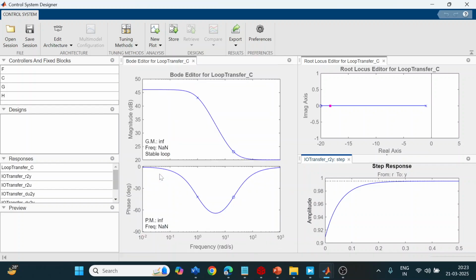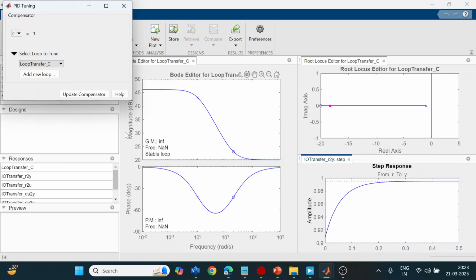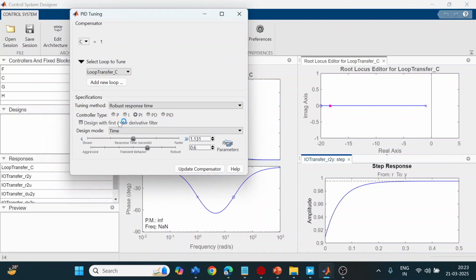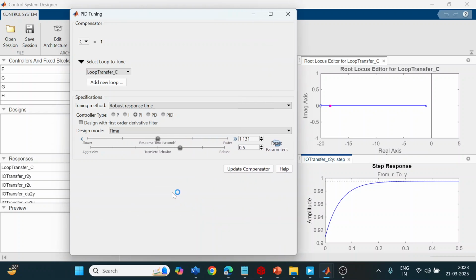Okay, because in the PID tuning section you can see you have a P option, an I option, a PI option or a PID option. You have to choose whichever controller you are going to use, whether you want only a proportional controller, only a PI controller, or a PID controller.